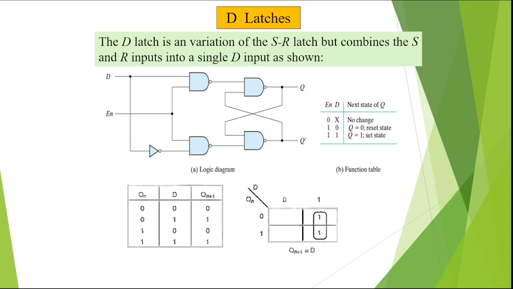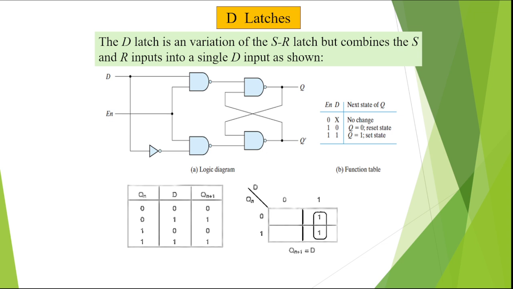In the D latch, both the inputs are given as a single one, that is called D. For D input, what is the output? Output is Q to the power of n plus 1. So D is 0, output is 0. D is 1, output is 1. It just carries out the task, it just stores it and sends it.